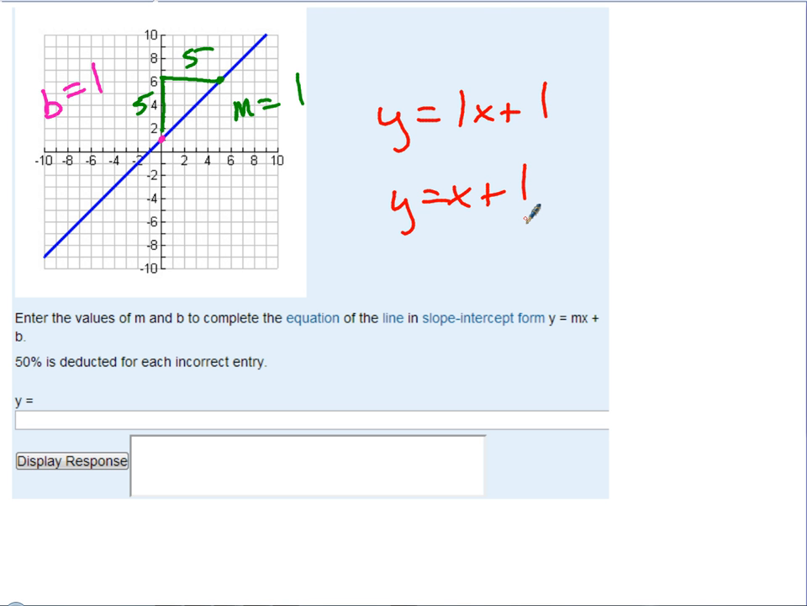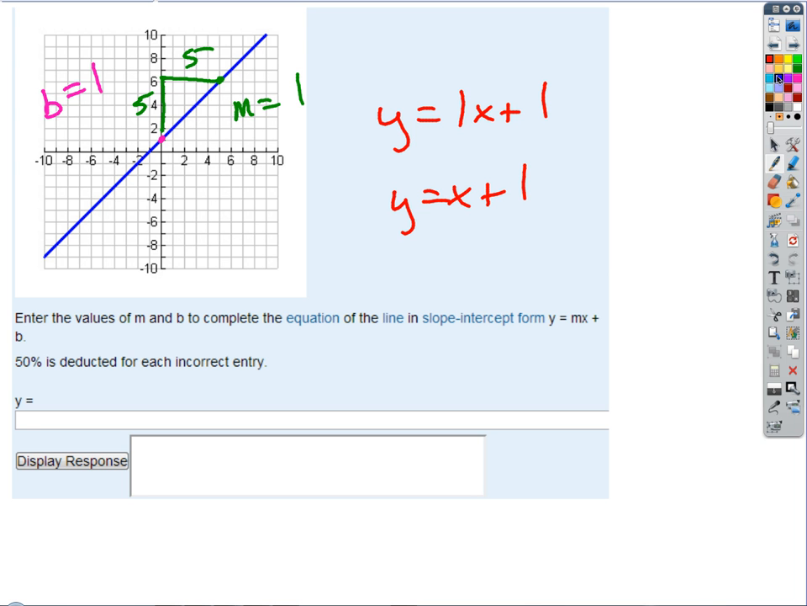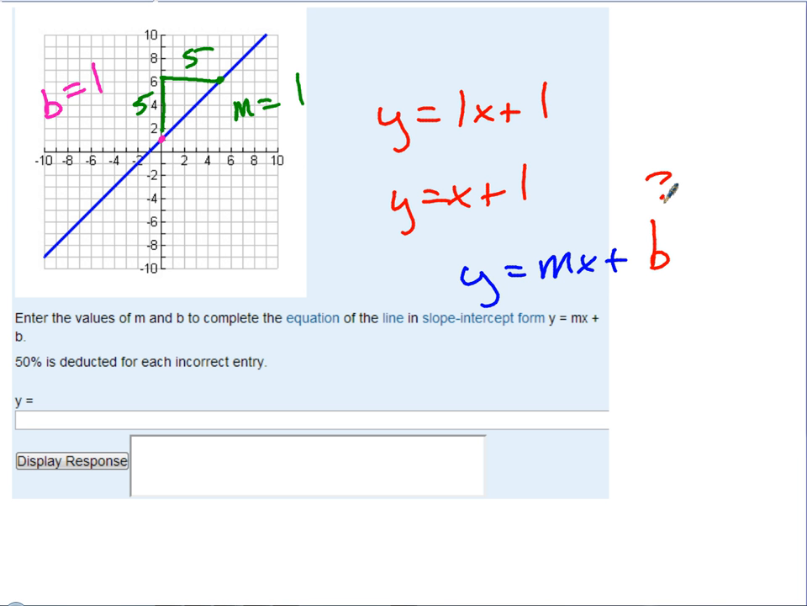Now, worst case scenario, let's say that the line doesn't pass through a convenient y-intercept. It passes through at some fractional y-intercept. What do you do then? Don't panic. It's not a big deal. If I need to solve for B, what do I have to do to the slope-intercept form of the equation? To solve for B, what do I have to do to the rest of this stuff?